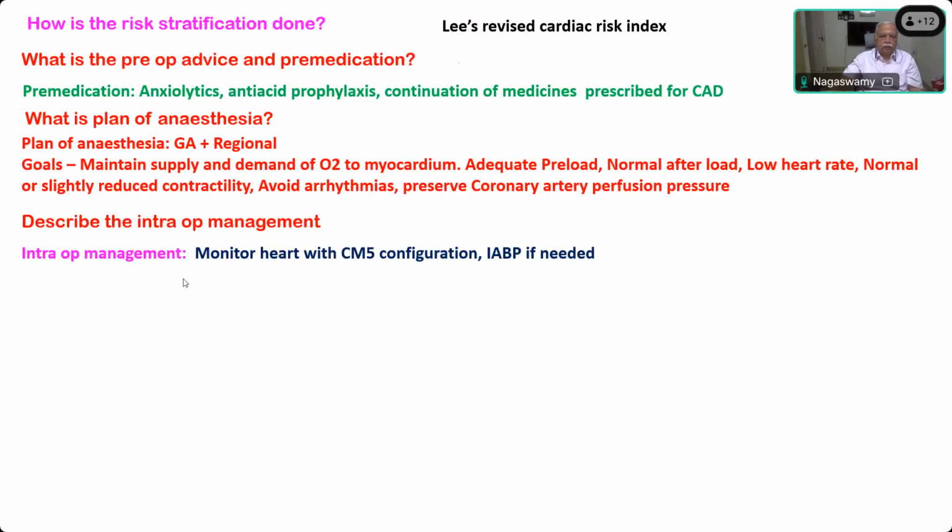So intraoperative, first of all, you have to monitor. Intraoperative management, you always talk about the monitoring first. Apart from the regular monitoring, any ischemic heart disease patient coming for non-cardiac surgery, it is better to go for this configuration, what is called the CM5 configuration, to detect any intraoperative ischemia or infarction. What is this CM5 configuration?